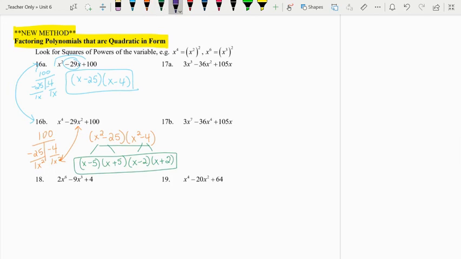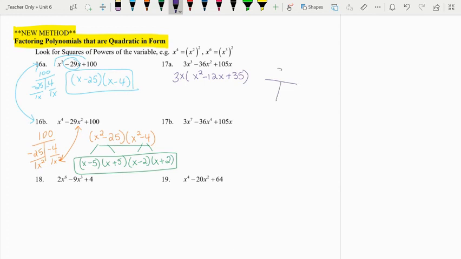If we look at 17, again, 17a and b are very similar. For a, I don't know how to factor this with an x cubed, so I need to factor out an x. You're left with 3x squared. Oh, sorry, we can factor out more than an x. Let's factor out a 3 as well. So we're left with x squared minus 12x plus 35.